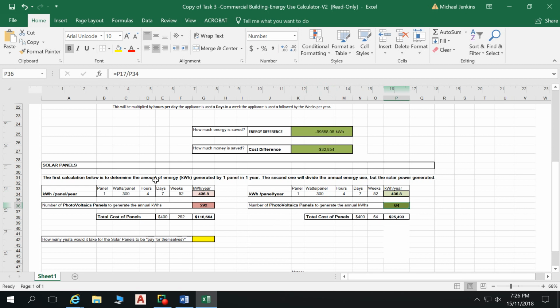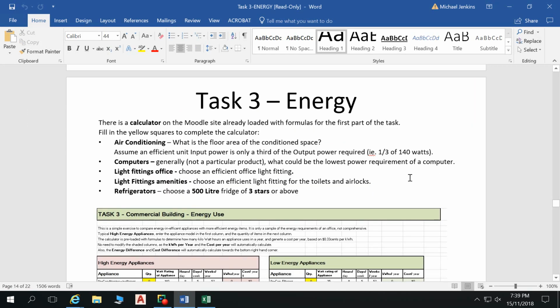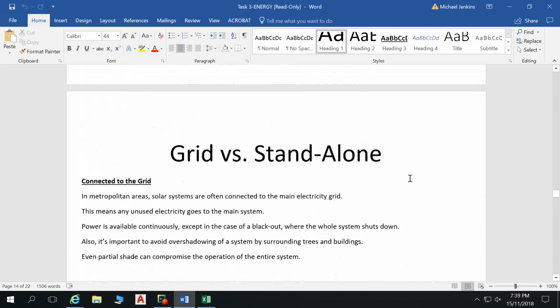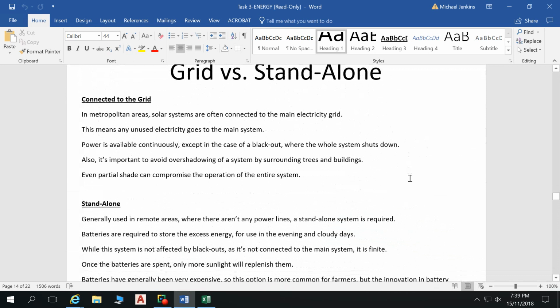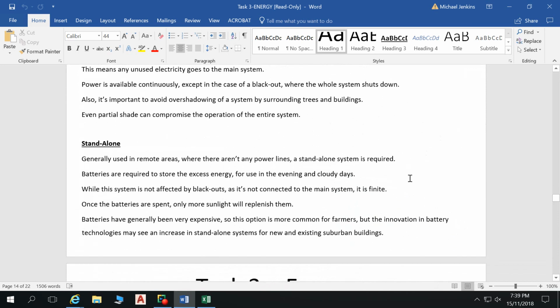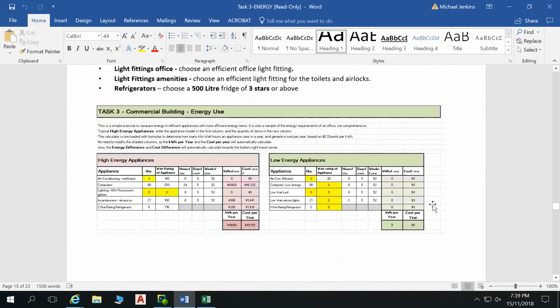Just pause that. What's that? Yeah, making sure. Yeah, thank you. So that's our grid versus standalone. And sorry for those at home that missed that little bit there.